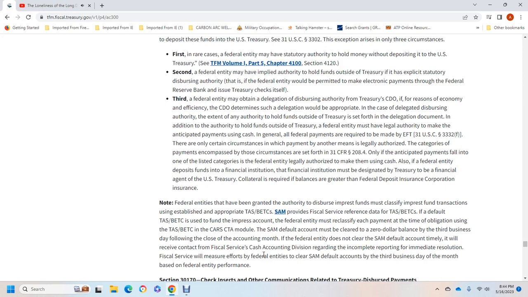Central accounting reporting system of the collection: the accountable accounting applicability module, SAM. The SAM default account must be cleared to a $0 balance by the third business day of the month following the accounting month. If the federal entity does not clear the SAM default account timely, or receives contact from the Fiscal Service Cash Accounting Division regarding incomplete reporting, immediate resolution is required. Fiscal Service will measure after the federal entity clears the SAM default account by the third business day of the month, based on the federal entity's performance.